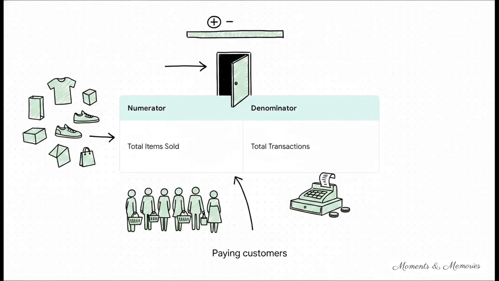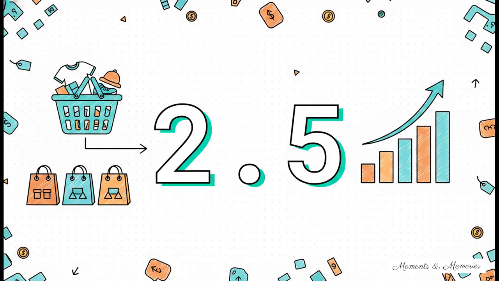For your numerator, you take the total number of items sold. For the denominator, you use the total number of transactions. Basically, you're tracking the physical inventory walking out the door compared to the number of paying customers. Let's say you end up with a UPT of 2.5. How'd you get there? Well, if you sold 10 items total, and those were spread across 4 separate transactions, you just divide 10 by 4, and boom, 2.5. This is an absolutely fantastic metric because it proves you're not just doing the bare minimum and ringing up single items. You're building the basket. You're really maximizing every sale.